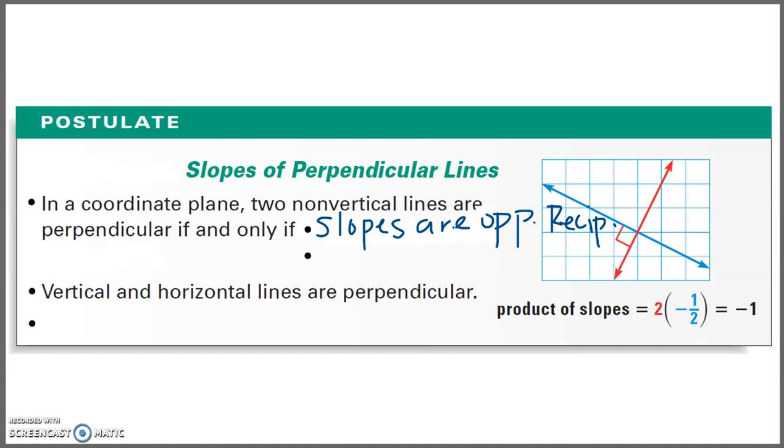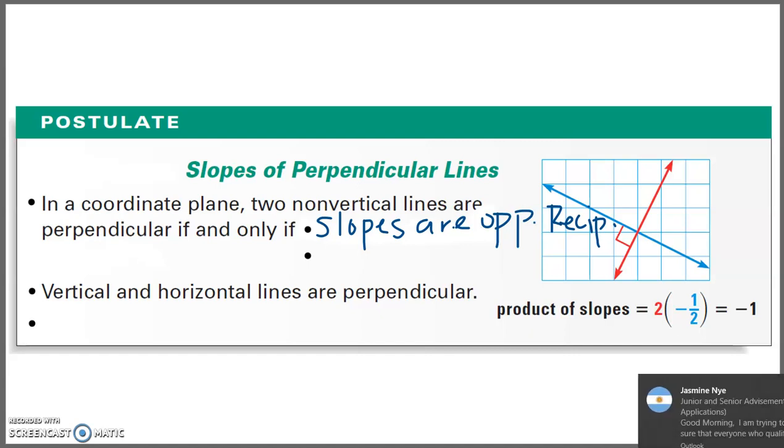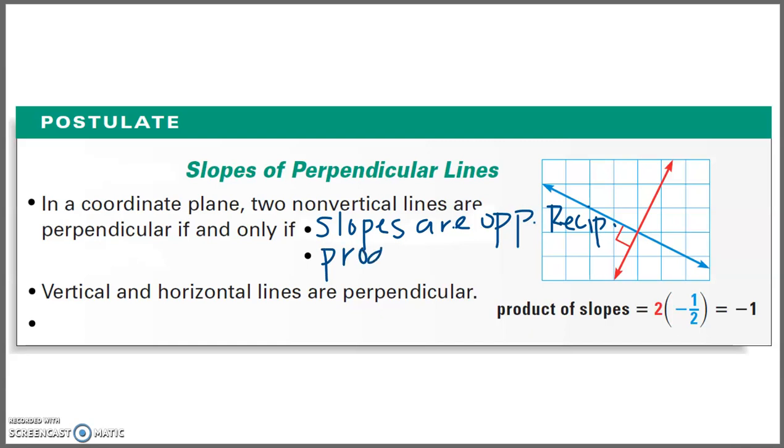Or, your other option for this: in a coordinate plane, two non-vertical lines are perpendicular if and only if the product of their slopes is -1. So product is multiply. So that's another way to check to see if the slopes are opposite reciprocals.